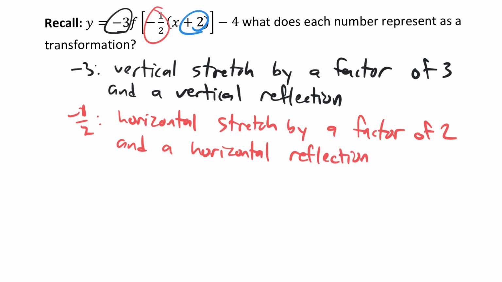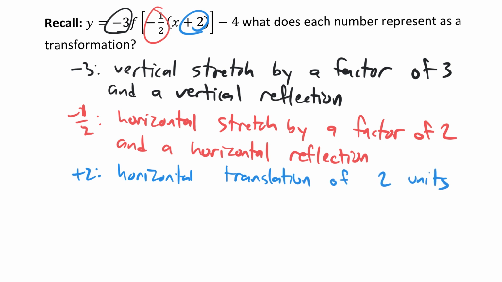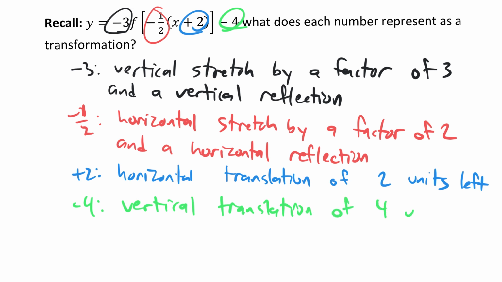The plus 2 represents a horizontal translation of 2 units, and remember because it's plus we have to go the opposite direction, so 2 units left. And the minus 4 represents a vertical translation of 4 units down.